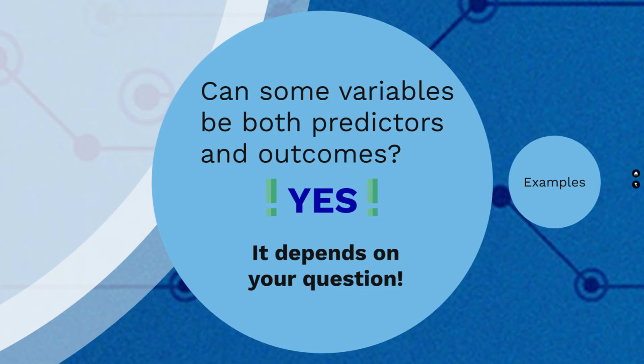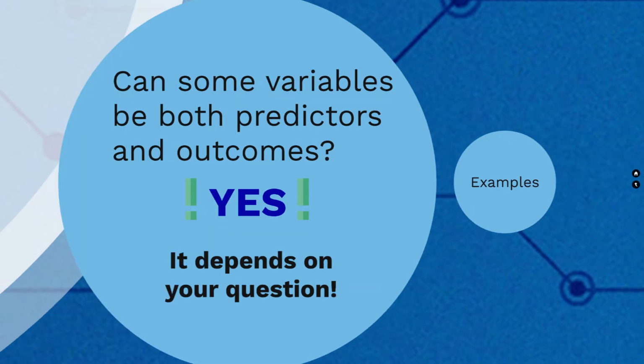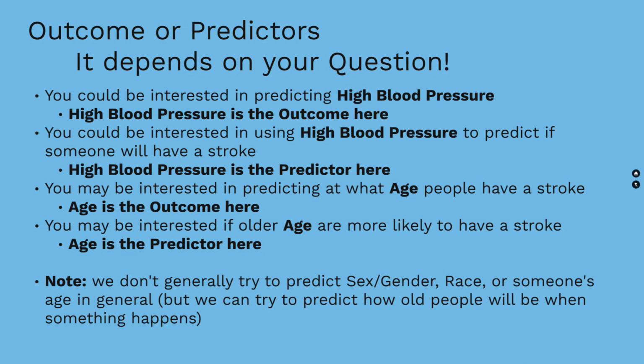Oftentimes you wonder, can some variables be both predictors and outcomes? And the short answer to that is yes. Obviously they cannot be both outcome and predictor at the same time. But here are some examples.